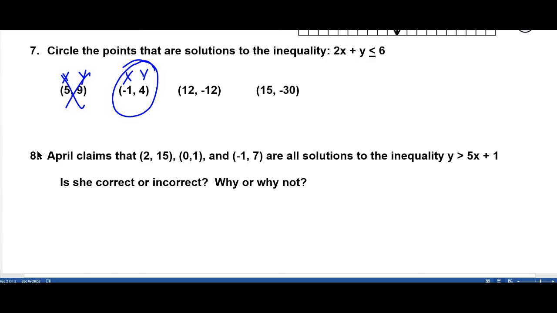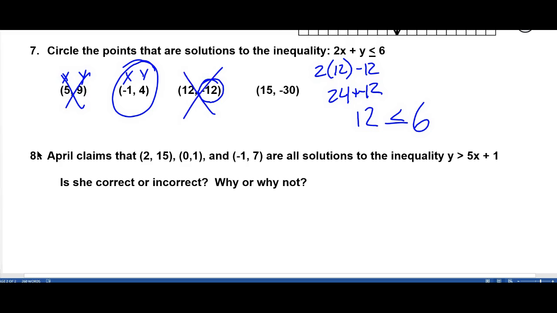12 and negative 12. 2 times 12 is 24. Plus another 12 is 36. That is not less than or equal to, oh, wait a minute. Y is negative 12. 24 plus negative 12 is not 36. It is 12. Still not less than or equal to 6, though. Not a solution.